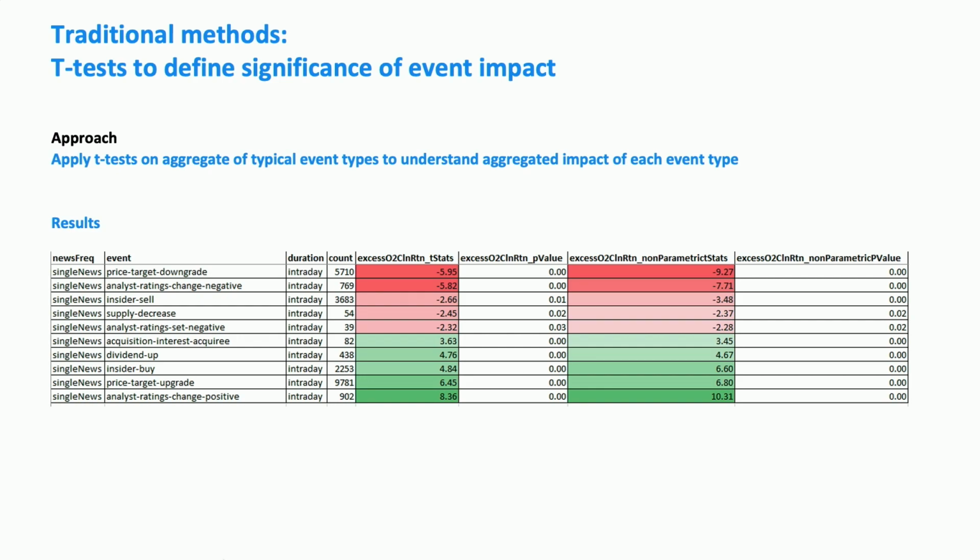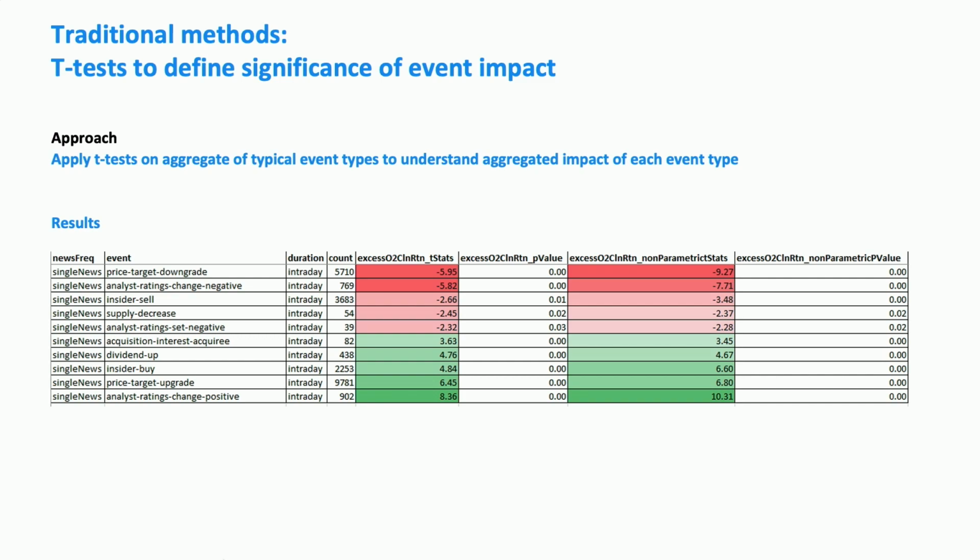Both parametric and non-parametric t-tests were applied. The universe coverage was about 1,200 stocks from both US and Canada, and the time range was between 2017 and earlier this year, 2023.